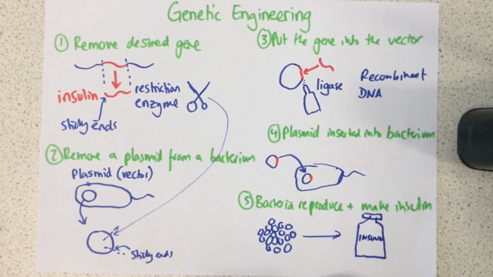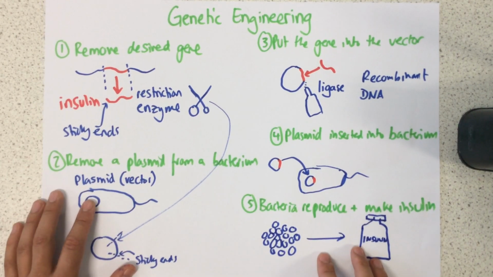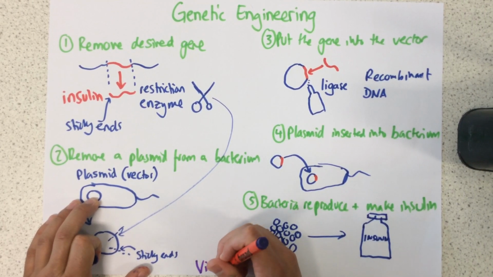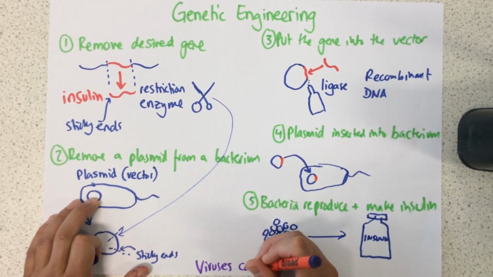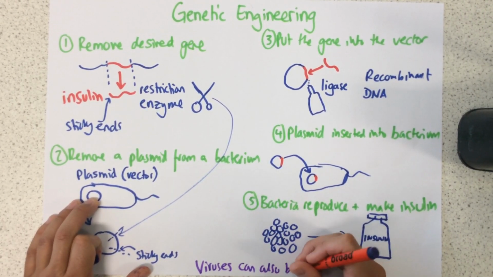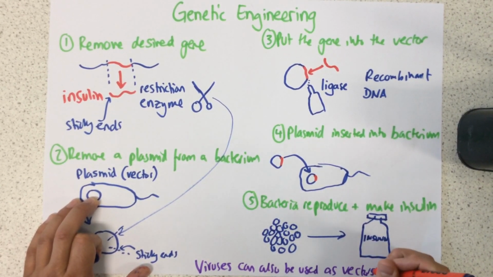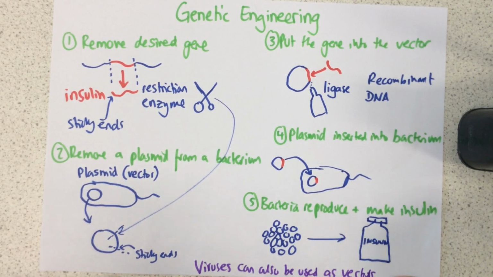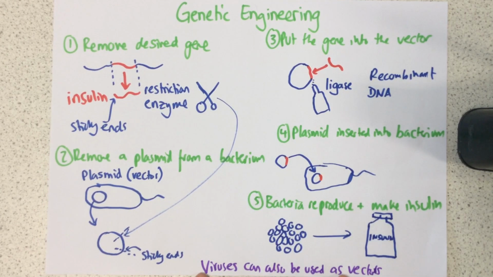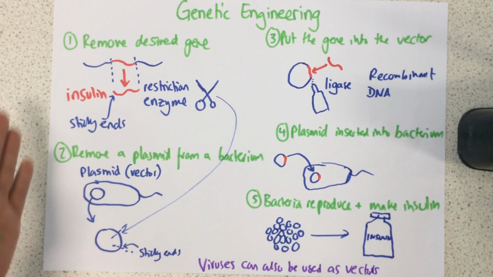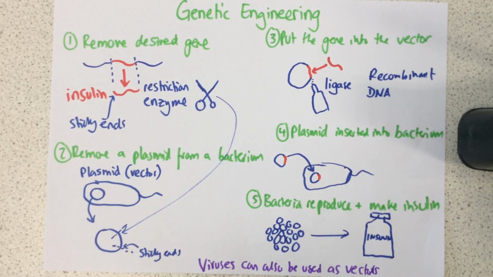Now that is how we can genetically engineer using a plasmid as a vector. It's just worth saying that viruses can also be used as vectors. Because viruses insert DNA into organisms they infect, they could also be used to introduce the DNA into a target organism. So that is how genetic engineering works. Thank you.